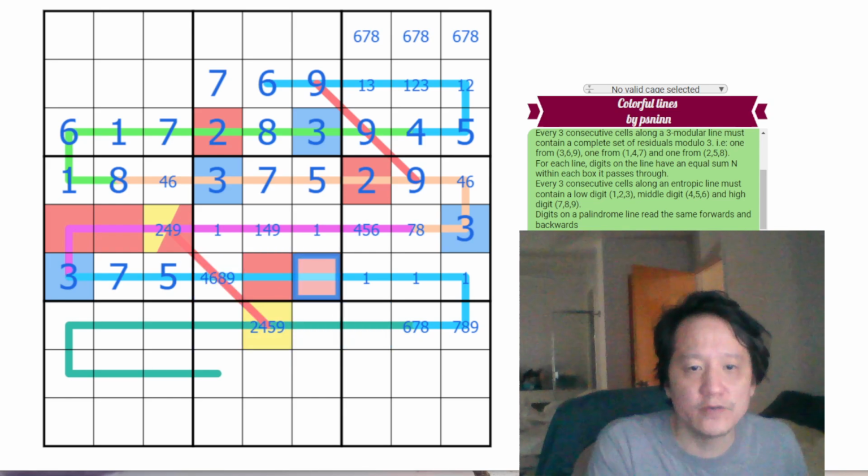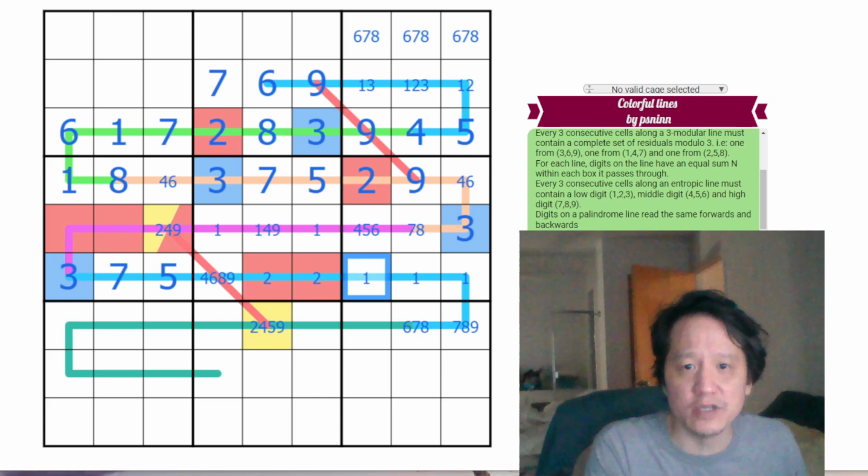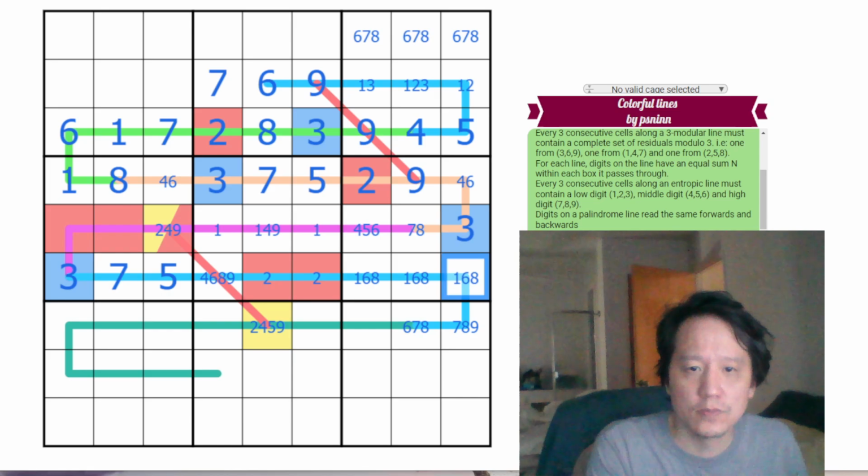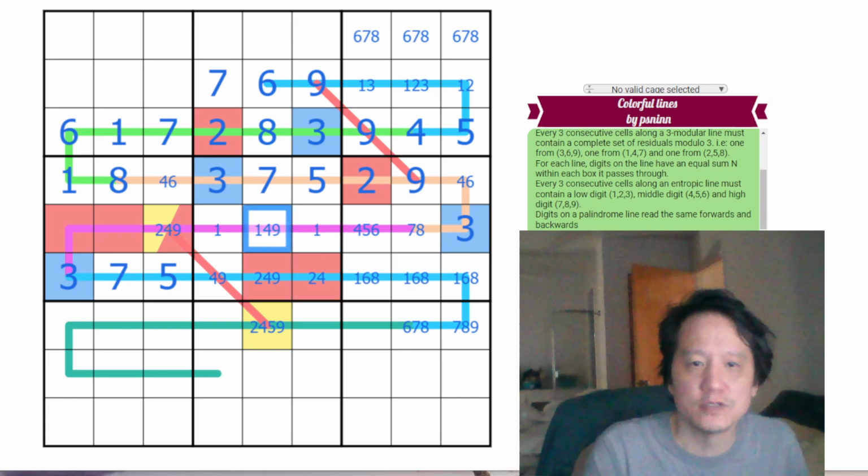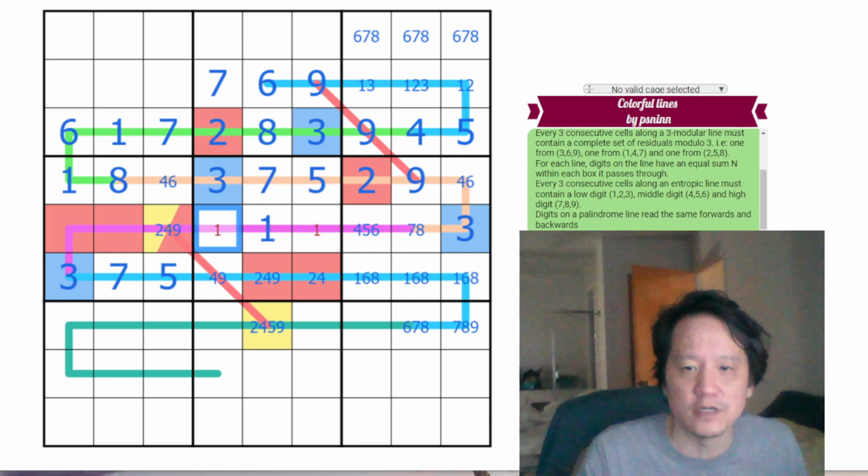A 5 or 7. So the 2 has to be one of these. The 1 has to be one of these. There is no 9. So we know this has to be 1, 6, 8. So no 6 or 8. This is 2, 4, 9, 2, 4, 9. So this cannot be 4 or 9. So this is 1. This has to be 6 and 8.